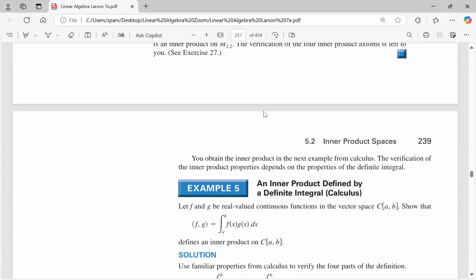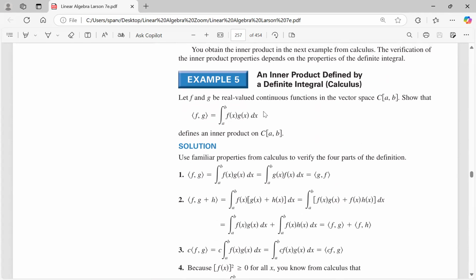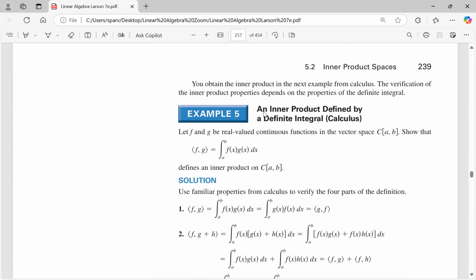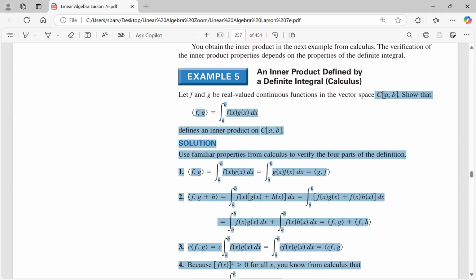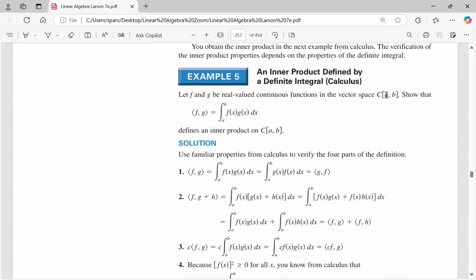Okay, let's continue on. Now, this is cool. This one is an inner product from calculus, and I like this example. Suppose we have two functions f and g in the vector space C[a,b]. Remember, C[a,b] means the set of all continuous functions from a to b. So the inner product of f and g, he defines to be simply the product of f of x, g of x.